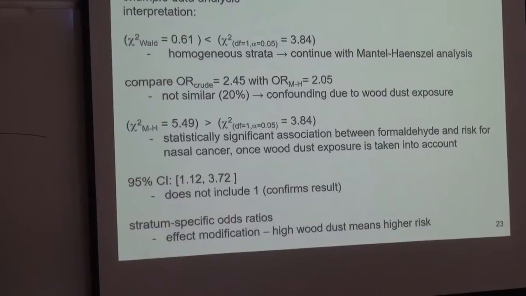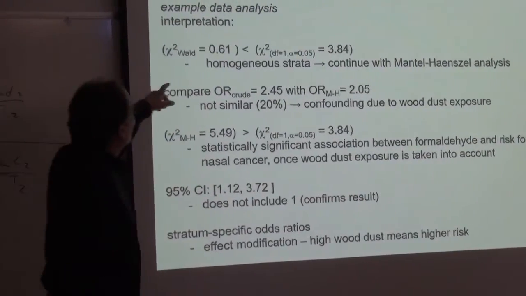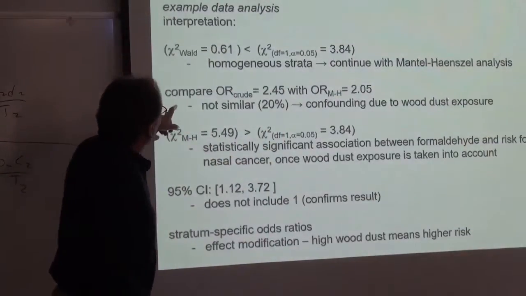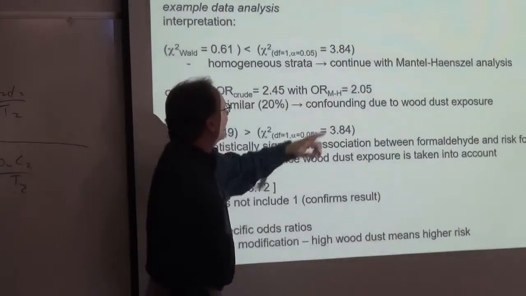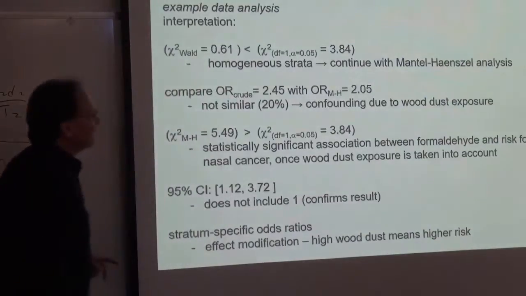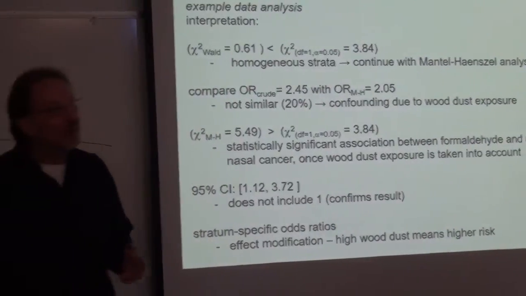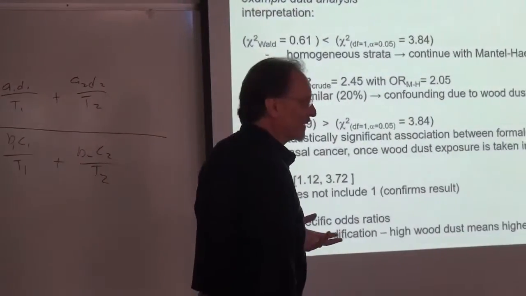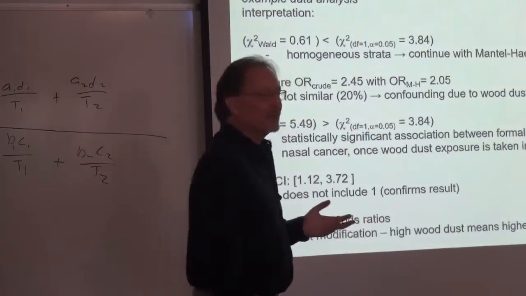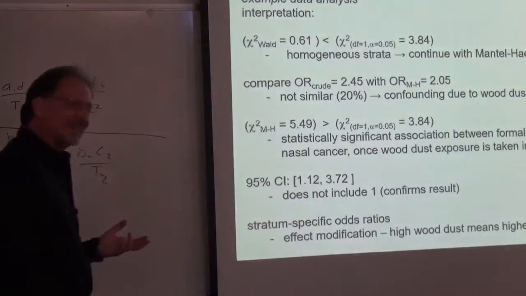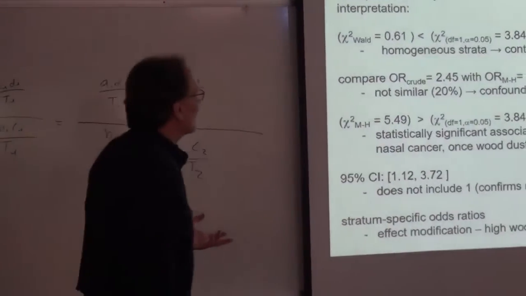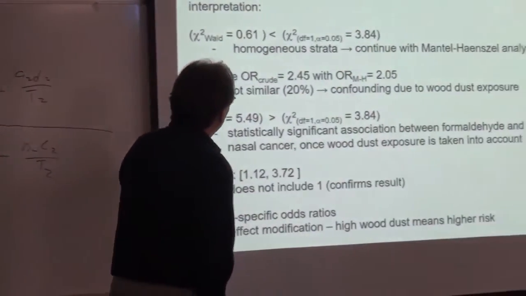First of all, 0.61 is less than 3.84, homogeneous. We do Mantel-Haenszel. The difference between crude and Mantel-Haenszel is now 20%. It's above our 10% criterion. So it looks like wood dust exposure is a confounder. The wood dust exposure is the true source, the formaldehyde isn't. It's just present all the time. So that looks like that would be our confounder.